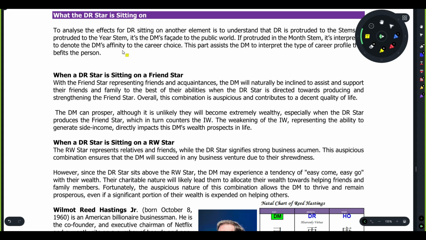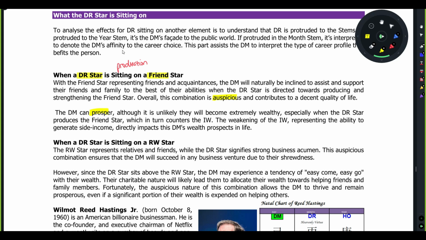And so here, number one, we will take a look. We can look into direct resource sitting on friend. Now, direct resource produces the self or the friend. Therefore, this is a production. It is a production relationship. Usually, when we read a productive relationship, it is auspicious. Generally. And therefore, here, direct star sitting on friend is auspicious. It contributes to the day master having a very good quality of life. So therefore, the day master prospers.